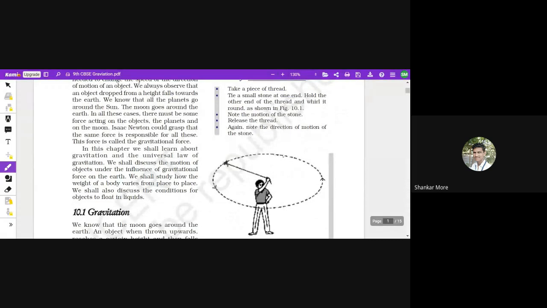the universal law of gravitation. We shall discuss the motion of objects under the influence of gravitational force on the earth. We shall study how the weight of a body varies from place to place, and we shall also discuss the conditions under which objects move. So these are the things that we are going to learn here.